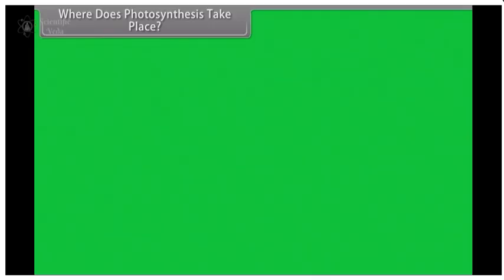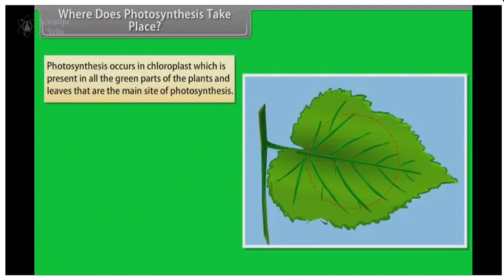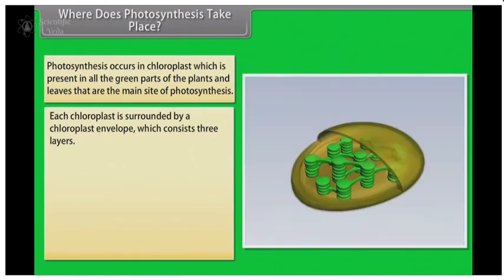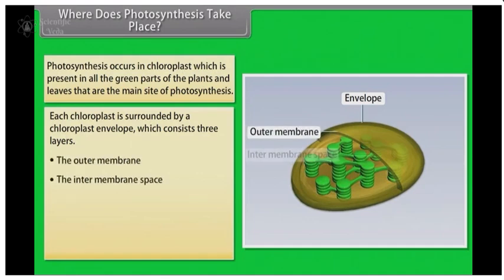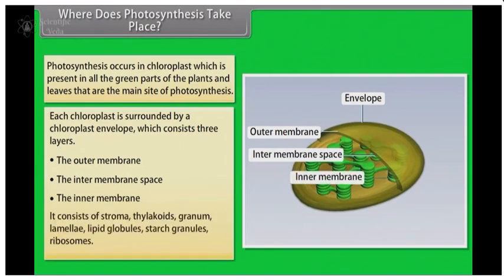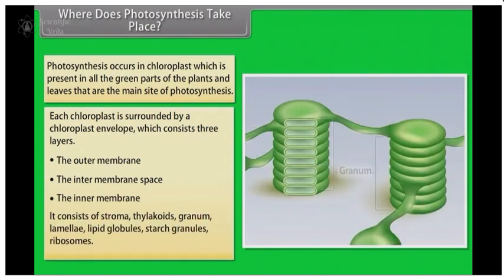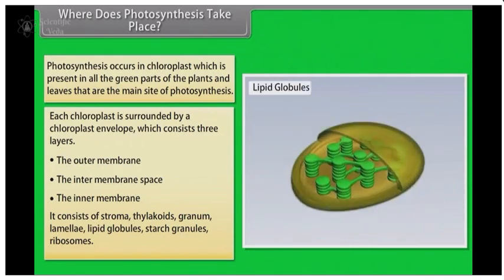Where does photosynthesis take place? Photosynthesis occurs in chloroplasts, which are present in all the green parts of the plants, and leaves are the main site of photosynthesis. Each chloroplast is surrounded by a chloroplast envelope, which consists of 3 layers. They are the outer membrane, the intermembrane space, and the inner membrane. It consists of stroma, thylakoids, granum, lamellae, lipid globules, starch granules, ribosomes.